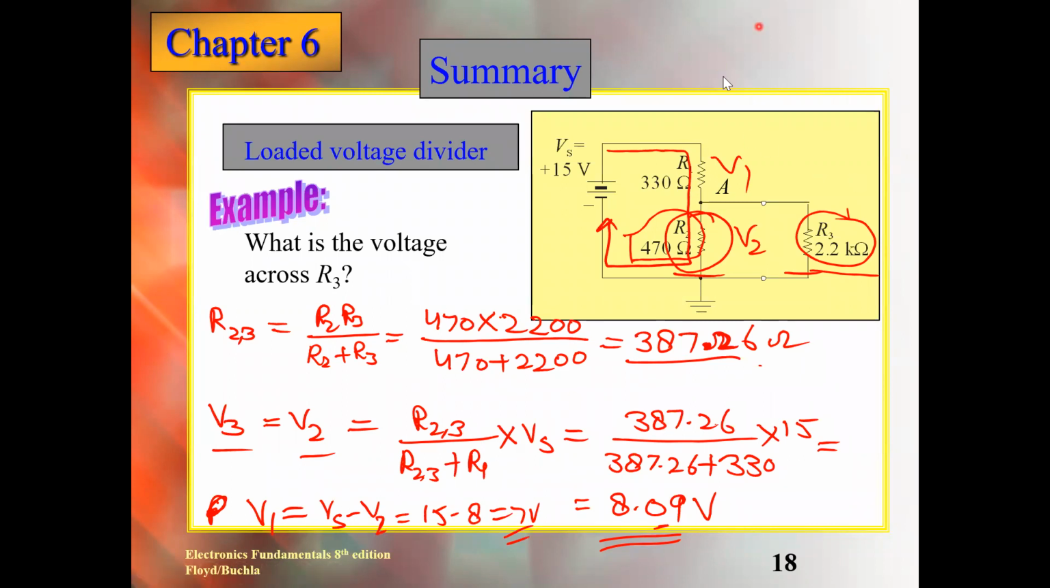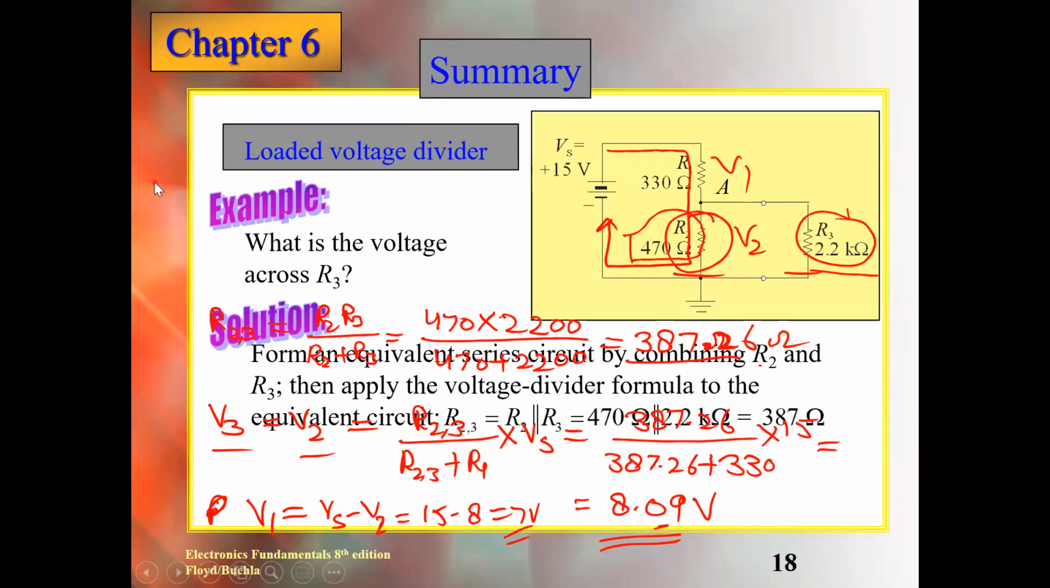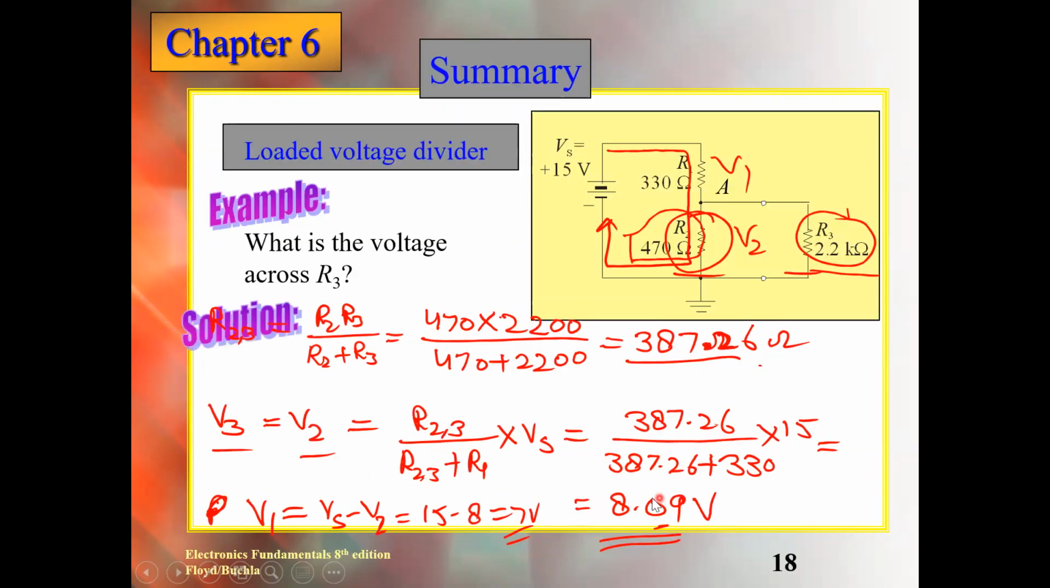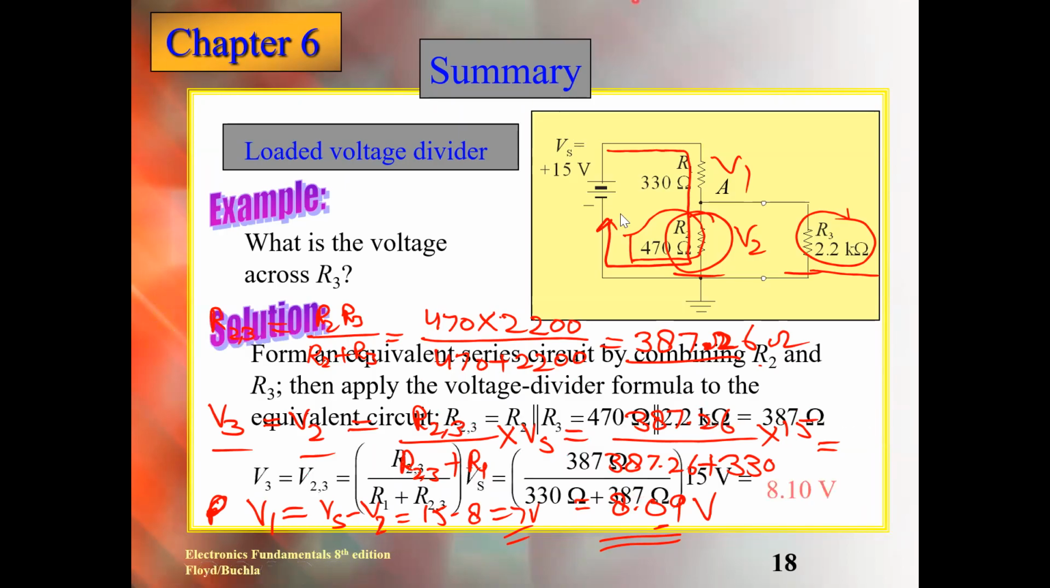You can check now. The solution is already given here, so you can check the answers. They have 8.10, because 8.1, you calculated the same. 8.09, your answer is more accurate. So this is the way to simplify this type of circuit.